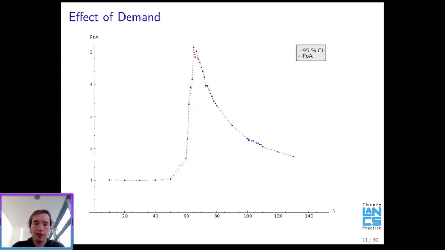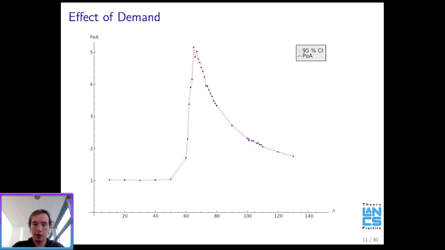This is a price of anarchy against demand graph, and it has this very similar shape, where social people are skipping, but selfish are not, and then everyone begins to skip, and the price of anarchy is reduced. Once we actually began using the simulation model, we realized we could solve this problem analytically.